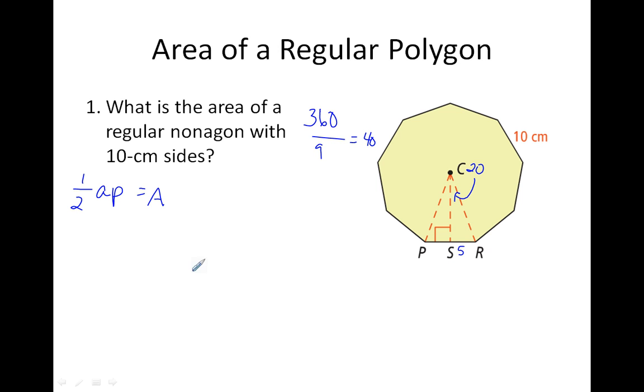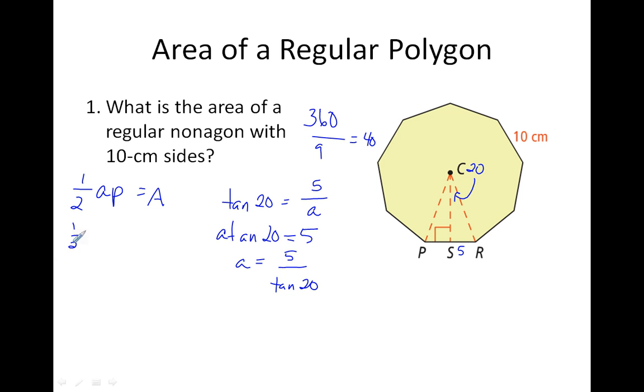I have the opposite side, so I can say the tangent of 20 degrees is the opposite, which is 5, over the adjacent, which is my apothem, a. If I multiply both sides by a, I get a times the tangent of 20 equals 5. Divide by the tangent of 20, and a is 5 divided by the tangent of 20. So now I can use this in my formula.